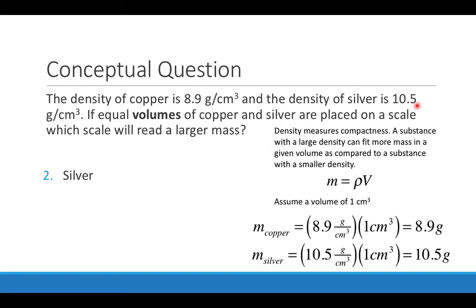So if you had 2 centimeters cubed of copper, it would be double the mass, and so on. So it's a way that you can think about density in terms of volume. That number out front is going to give you the mass for a given unit of volume.